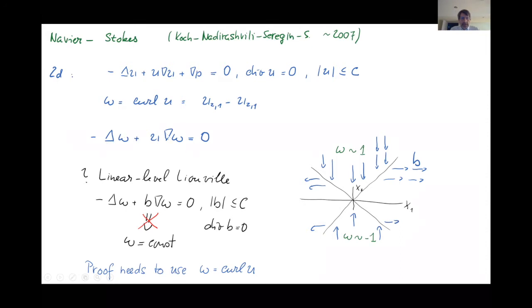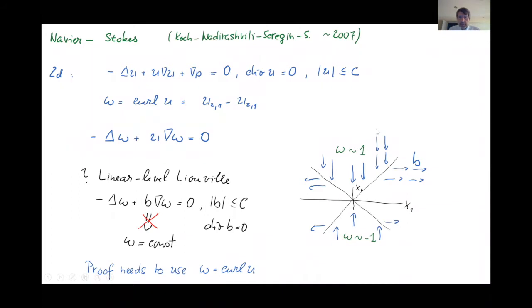If we have an equation like this, say this time I will think of b as just a bounded divergence free vector field. Does it imply, if we have a situation like that, can we say that omega is constant? So if b is not divergence free, then it's easy to construct counterexamples. But one has counterexamples even when b is divergence free. A typical example looks like this in this picture here.